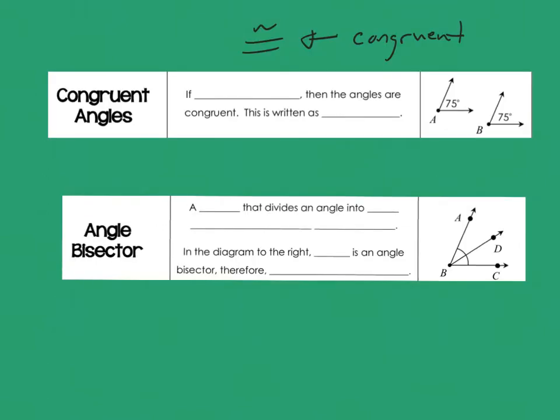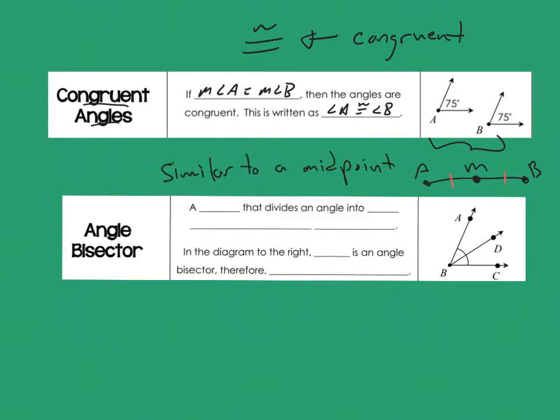Now, just like segments, angles also can be congruent, which means of like measure, right? So when you look at angles A and B right here, they look like they're the same measure. So we'll say if the measure of angle A equals the measure of angle B, then angle A is congruent to angle B. So similar to a midpoint, where you take this segment AB and you have midpoint M right here, that divides AB into two congruent segments. So you got segment AM and segment MB.